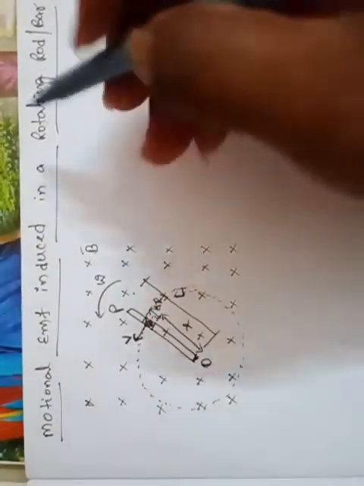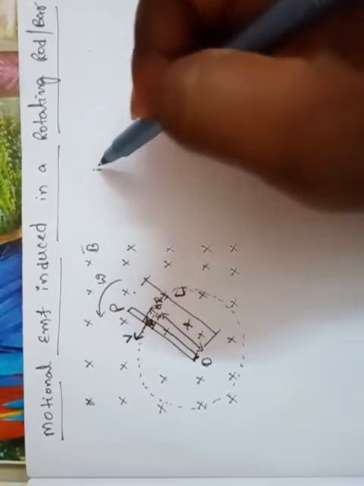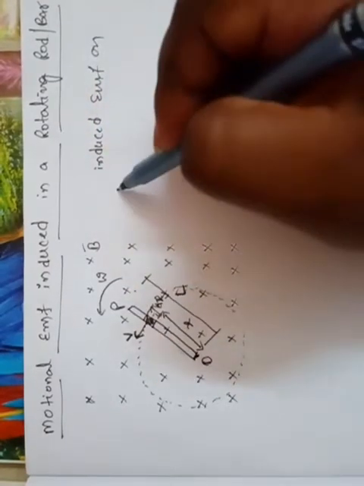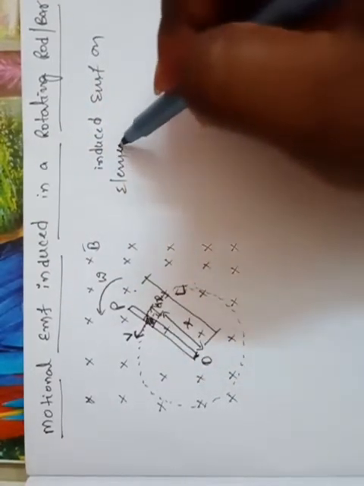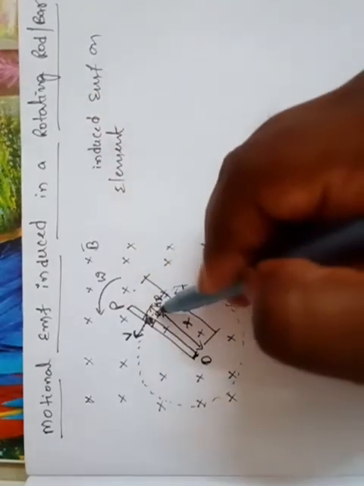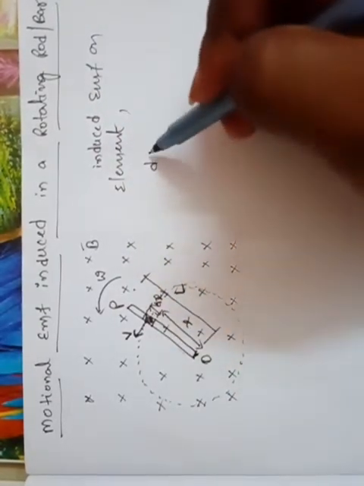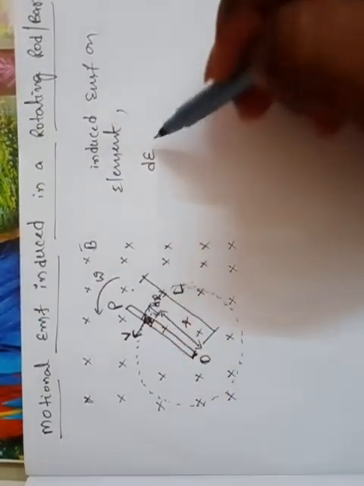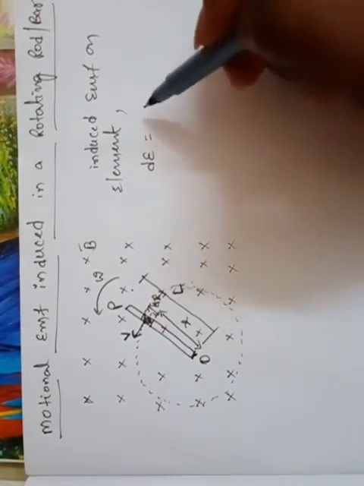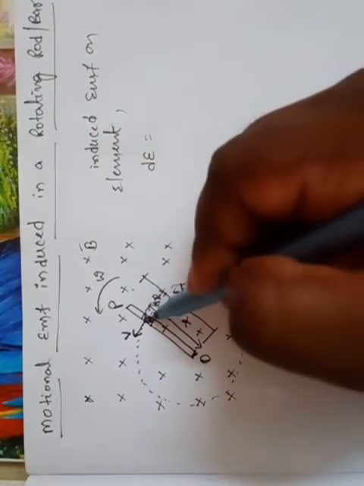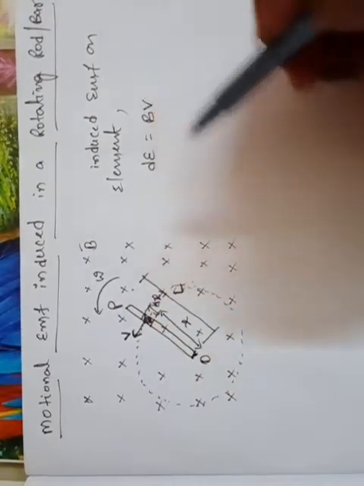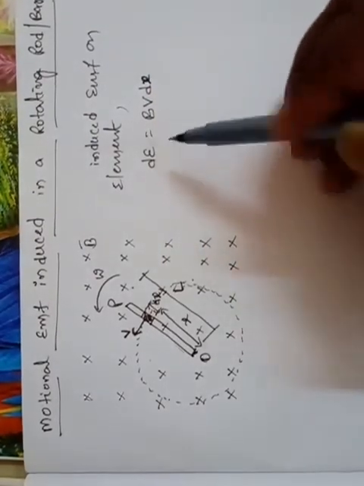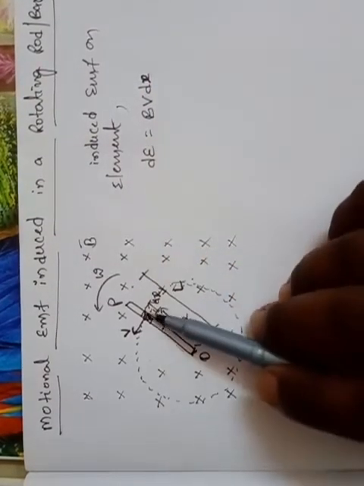First, the induced EMF on the element or segment, whose length is dx. We can write it as an elemental induced EMF because it is like a point object. dE is equal to, what is the formula? BvL. What is this L? The length of this object, which is dx. So B and v are constants, and the length of that element is dx. This much EMF is induced on this element.